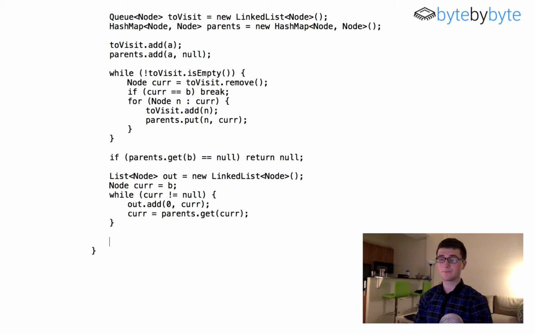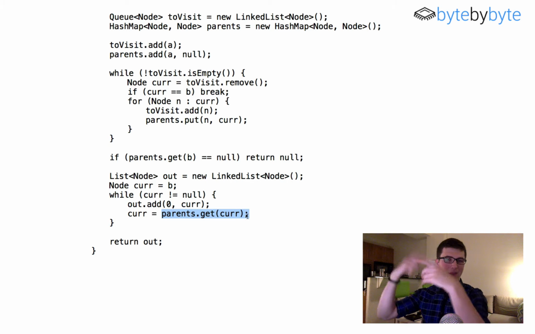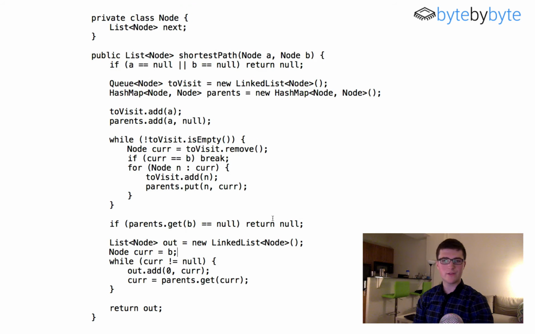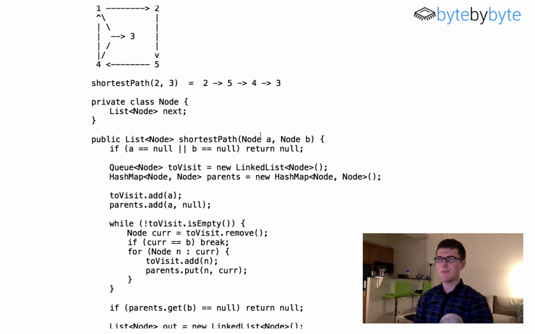And finally, return out. Hopefully you can see here I'm starting with B, adding B to my list, and then adding cur to my list and traversing one back in the list I'm creating. I'm saying cur is equal to the parent of cur, and I keep getting the parents until I eventually get back to my original node. So hopefully that makes sense. That's our whole code for this problem.